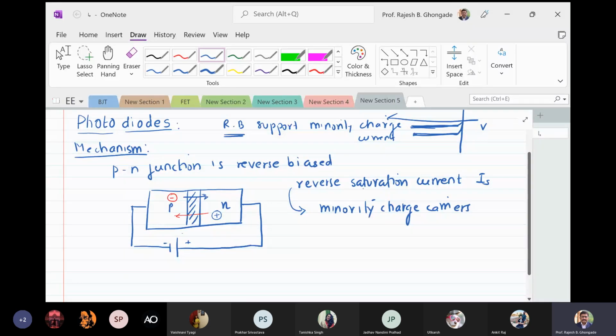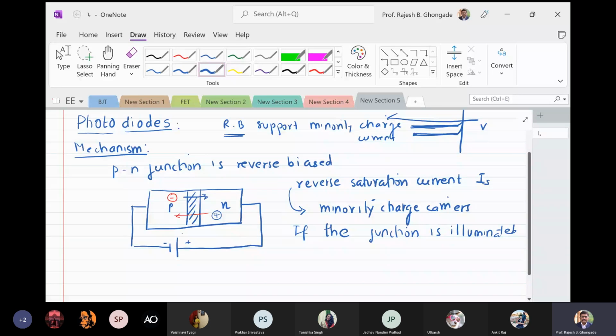Now we know that this is influenced by the change in temperature. As temperature increases, more energy is given to the minority charge carriers. Of course, more minority charge carriers are generated because of temperature, and so the current increases. This is the phenomenon which we have already seen. Now, the same effect will happen if the junction is illuminated.